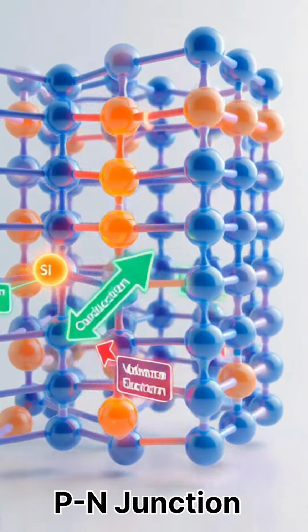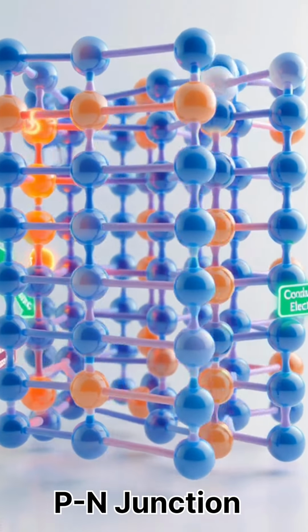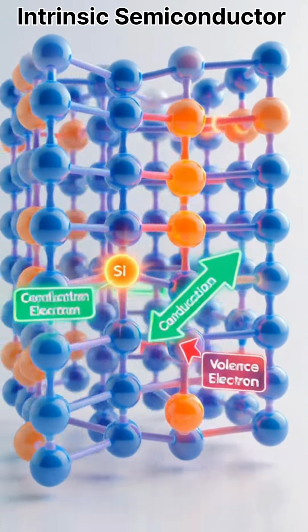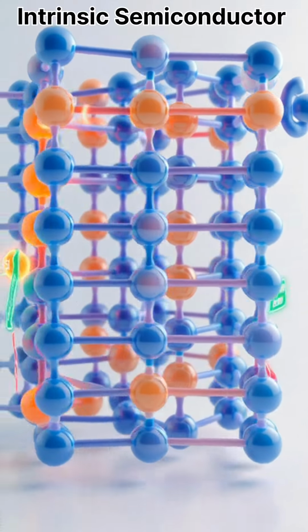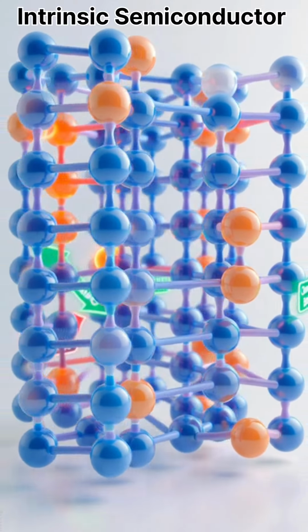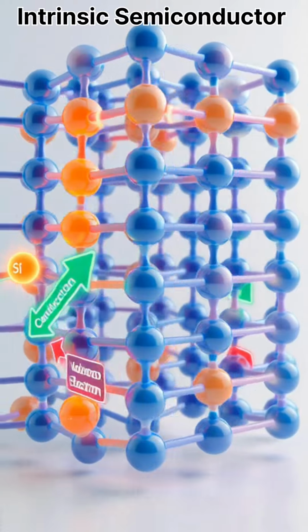Let's understand how a p-n junction works, starting from the very beginning. Intrinsic semiconductor. Every silicon atom is bonded perfectly with its neighbors, forming a stable structure.